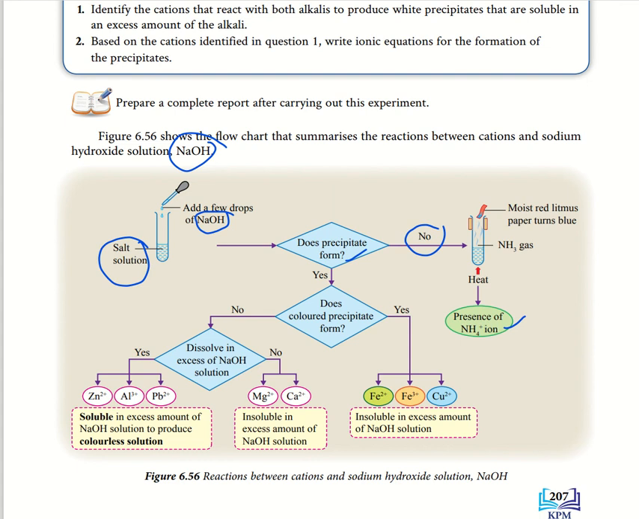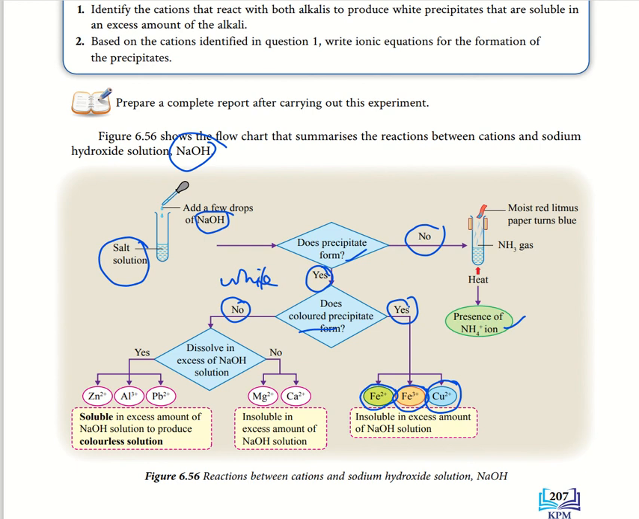If there is precipitate, you add sodium hydroxide solution into the salt. If precipitate forms, then you observe the color of the precipitate. If no color, no color means white. If it has color, what is the color? If blue, then copper(II) ion is present. If brown, iron(III) ion is present. If green, iron(II) ion is present in the salt.